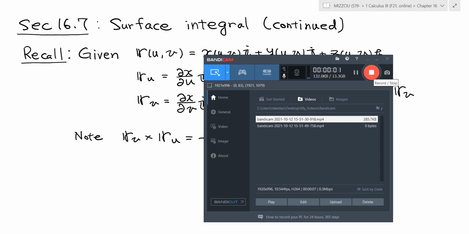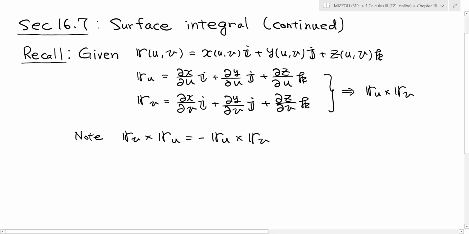Alright, this is the second video on section 16.7 about the surface integral. This video is going to be a short video, and I'm going to introduce just one thing, which is about orientation of the surface. But before getting into that, let's briefly recall this stuff about parametric surfaces.